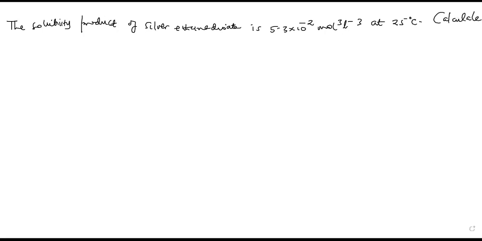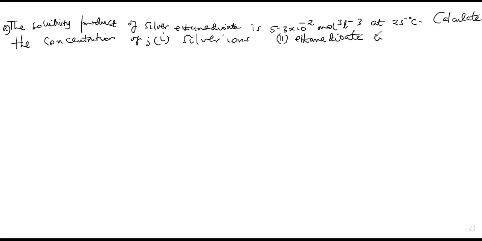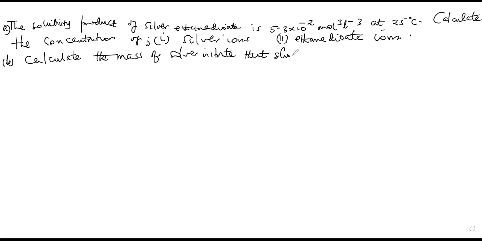Calculate the concentration of, let me call it part A, of 1, silver ions and 2, ethane dioate ions. Part B, calculate the mass of silver nitrate that should be added.